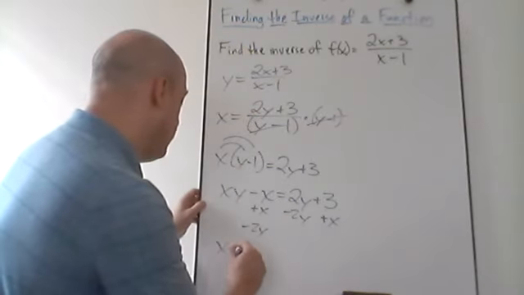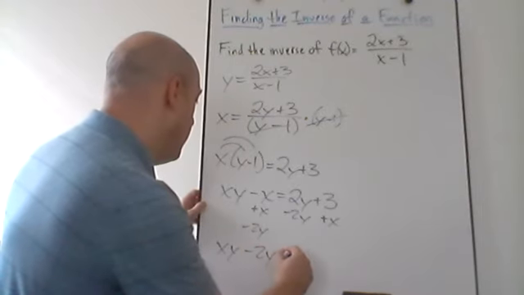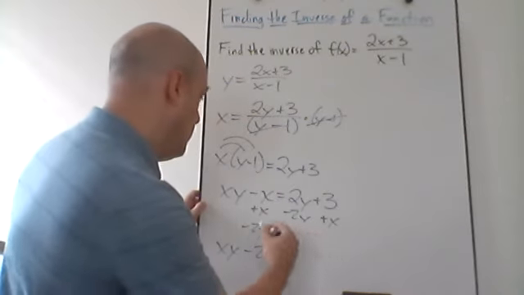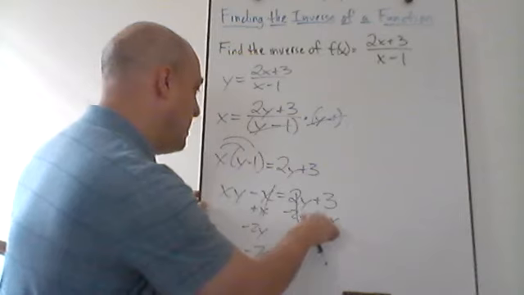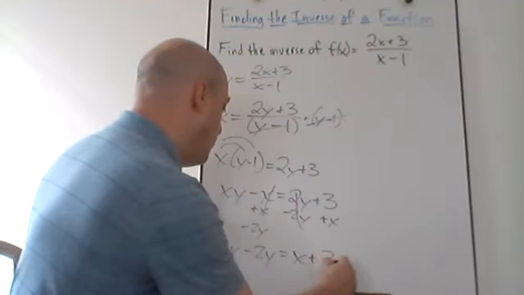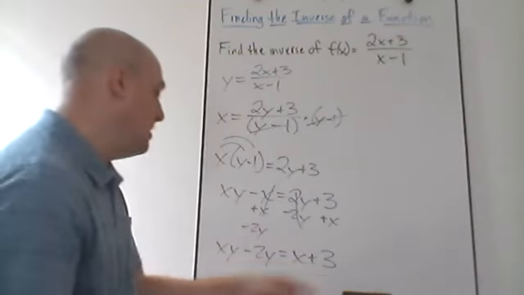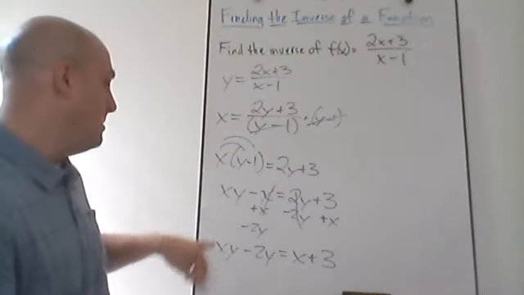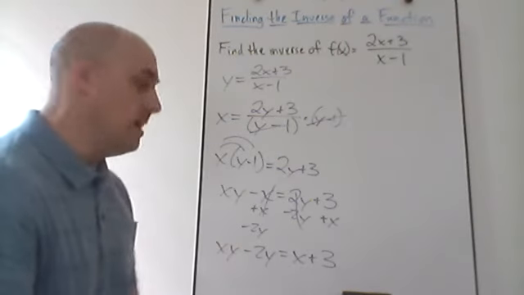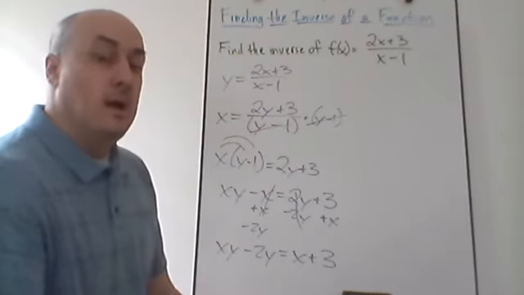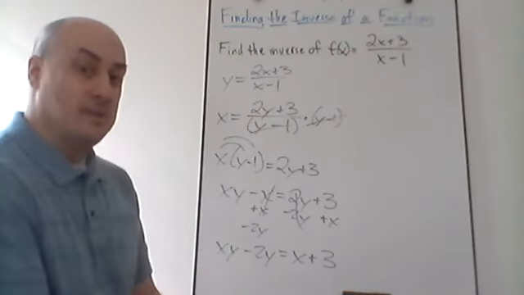All right, so I end up with xy minus 2y equals, let's see, the x's here got canceled, and I have x plus 3. So I have a positive x plus a 3 over on the right side, and a positive xy and then minus the 2y over on the left side. All right, so I got all my y's on the same side of the equation.